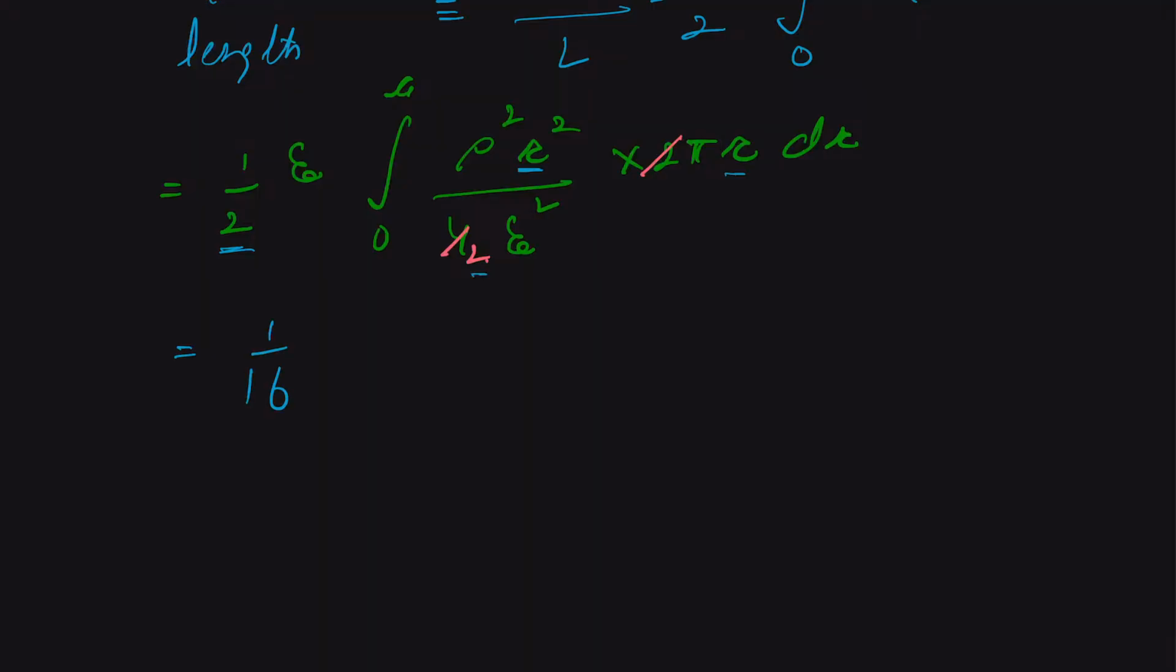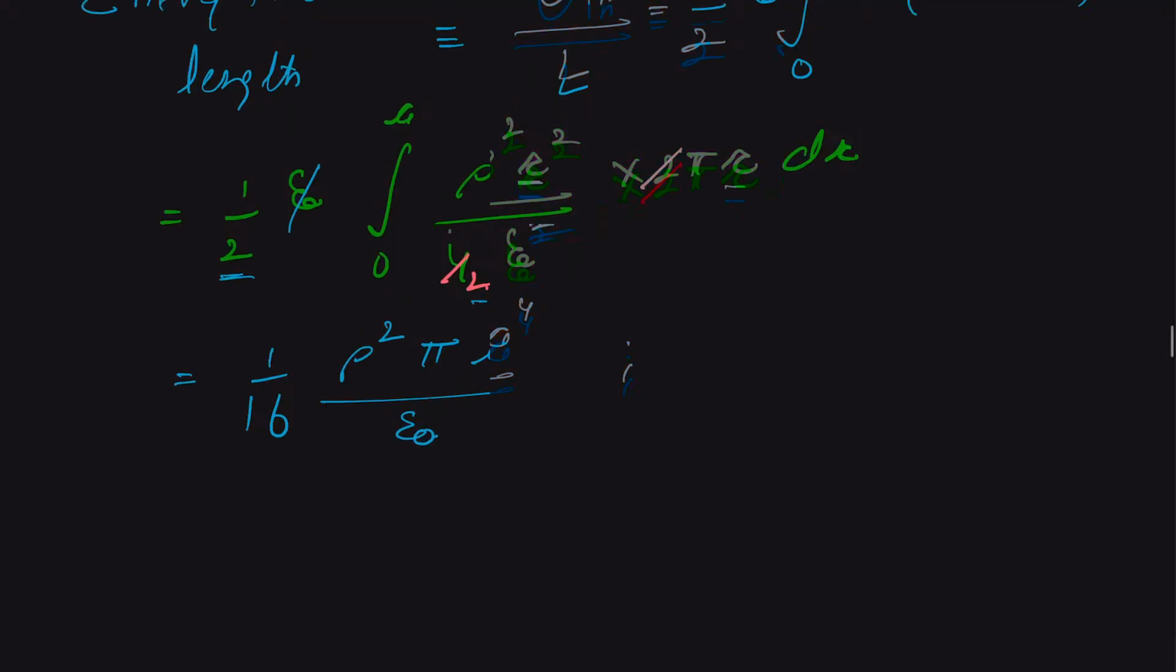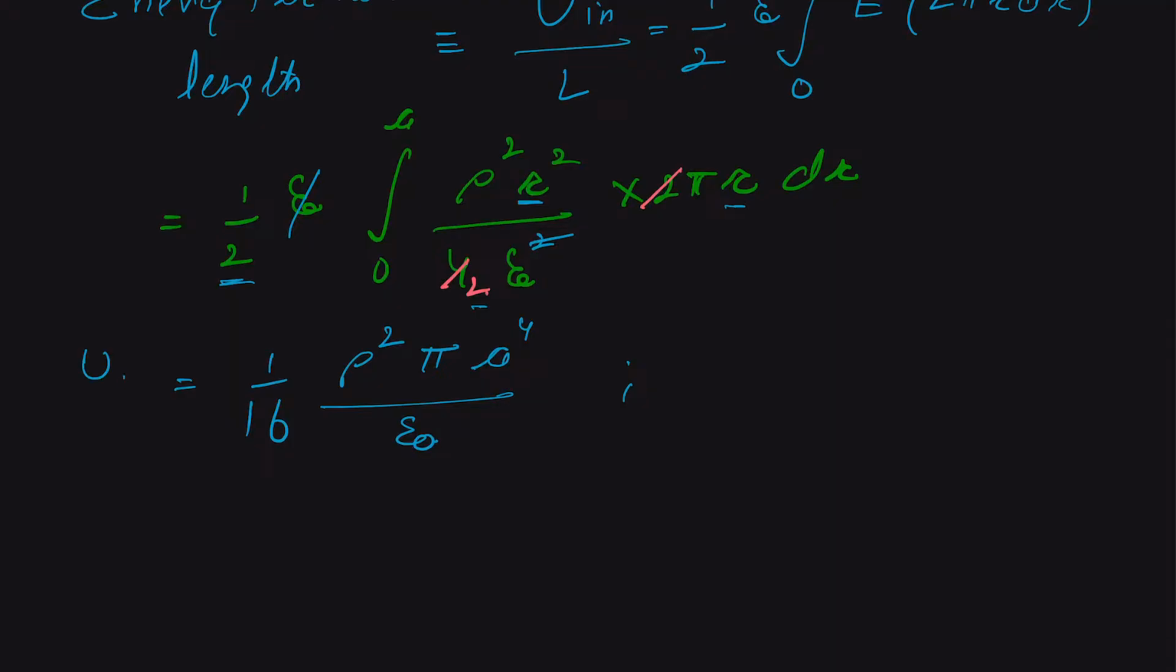Okay. And we have rho square pi, the upper limit only A raised to power 4, divided by epsilon naught. Sorry, this is a square, this square is cancelled by this epsilon naught, so we are left with only epsilon naught. So this is our U inside the cylinder, energy inside the cylinder per unit length.